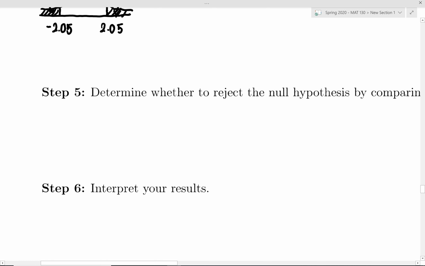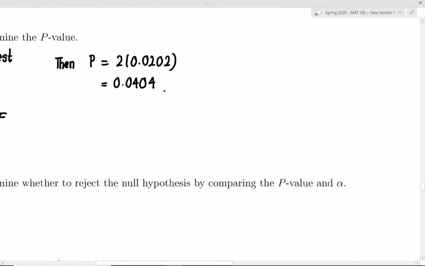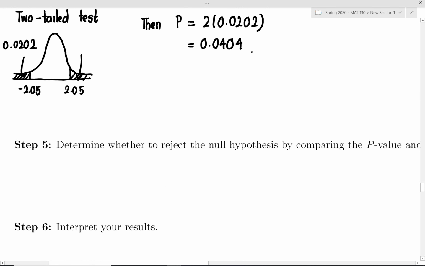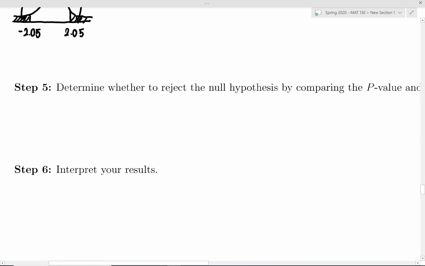Now that we have our p-value, we would like to compare it with alpha and determine whether we're going to reject H0 or not reject H0. In this case, since the p-value, 0.0404, is less than or equal to alpha, since the p-value is less than the significance level, we are going to reject H0 in favor of HA.